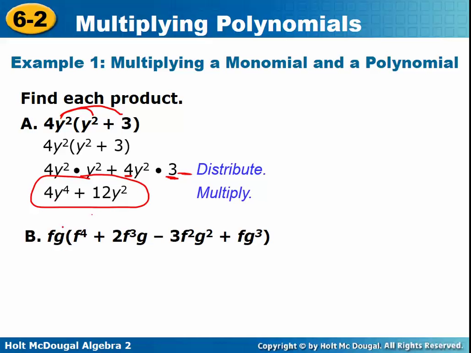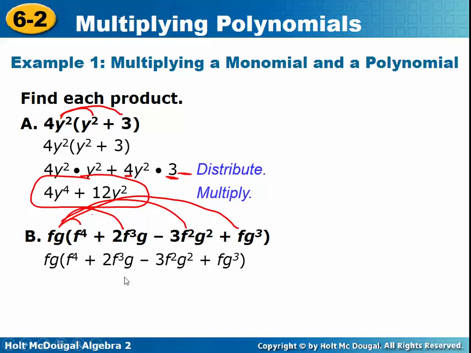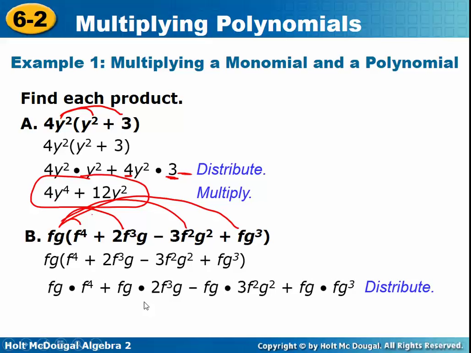Okay, in B, we're going to take fg times f to the 4th, and then fg times 2f cubed g, and so on. Now, feel free to write as much of this out on paper. You don't have to turn in all your work for this, but you might have to write it out in order to see what the rules of exponents are. So in the first multiplication, you're going to take fg times f to the 4th. I'm going to do it over here. fg times f to the 4th.